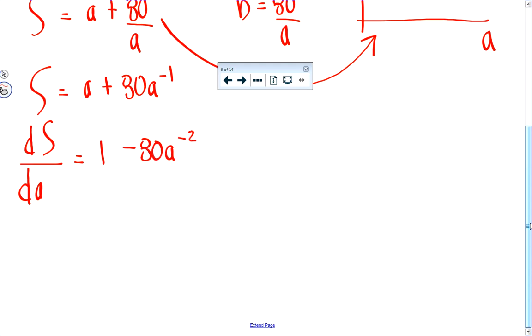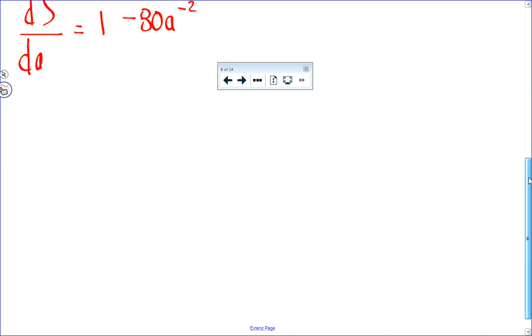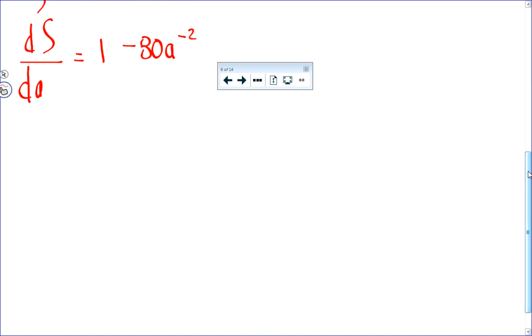And we do what we've been taught to do and what we have been doing the past couple of days. You factor completely. And that means dS dA equals, I can factor an A to the negative 2 out and be left with A squared minus 80.